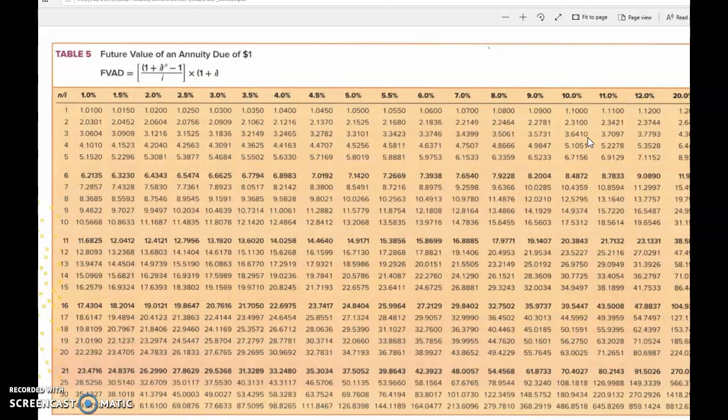$36,410. So the future value of $10,000 paid 3 times over the next 3 years at 10% interest is $36,410.